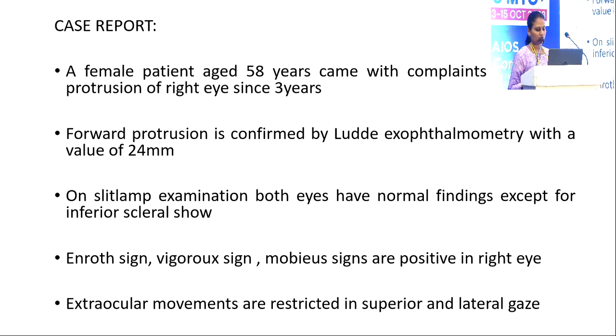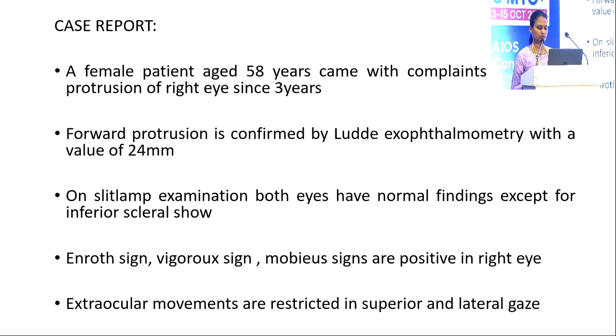A female patient, 58 years old, presented to our OPD with complaints of forward protrusion of the eye since 3 years. Forward protrusion is confirmed by exophthalmometry. On slit lamp examination, both eyes show inferior scleral show. Lid signs show Enroth's sign, which is fullness in the eyelid, Vigouroux sign, pigmentation of the eyelids, and Mobius sign, deficiency in convergence, which is positive in the right eye.